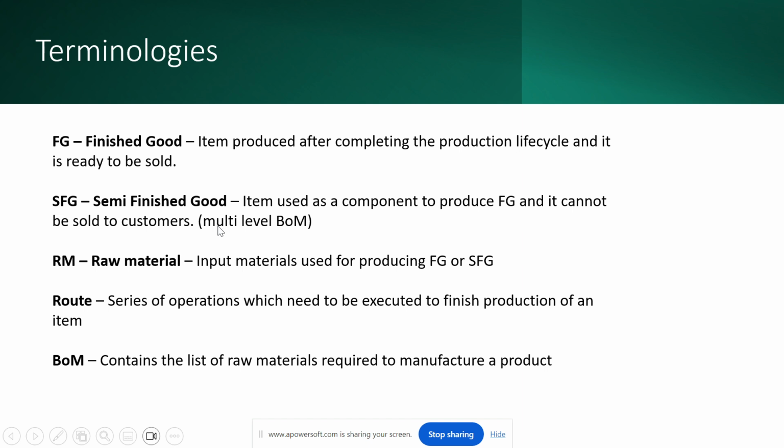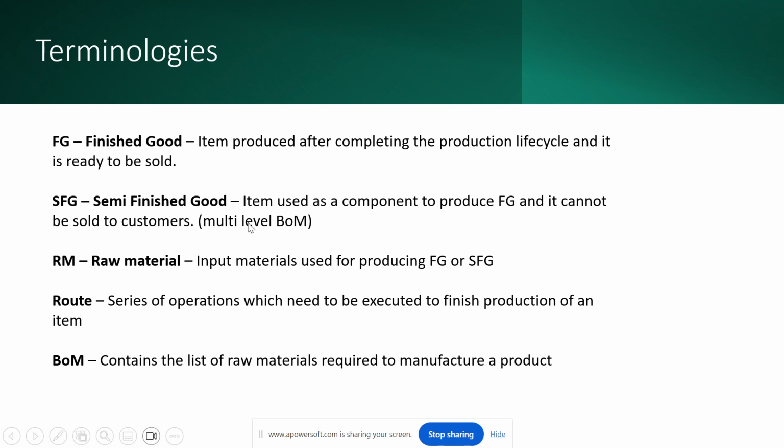So it has its own BOM, bill of materials. BOM basically means it contains the list of raw materials. To manufacture an engine, you may have other components which are actually required. So the engine is a semi-finished good for manufacturing a car. So you may have a multi-level BOM also.